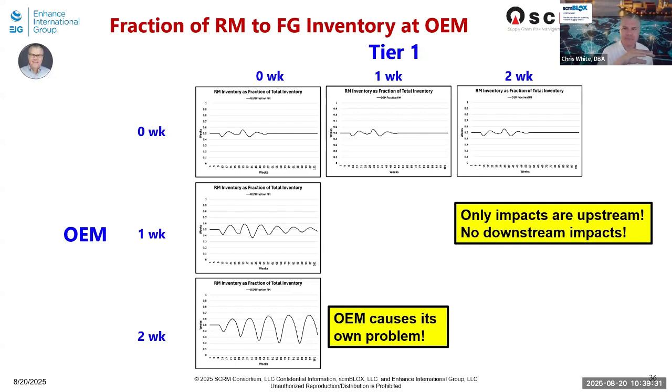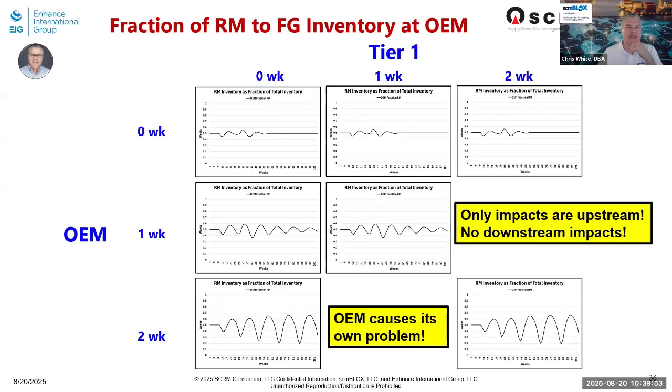So now we look at the tier one. If the tier one does this and the OEM does not, notice there's no change for the OEM. So the only impacts are upstream. There's no downstream impact. So the fraction of raw material stays the same for everyone downstream, but not upstream. But let's do that double whammy again and see what that does.